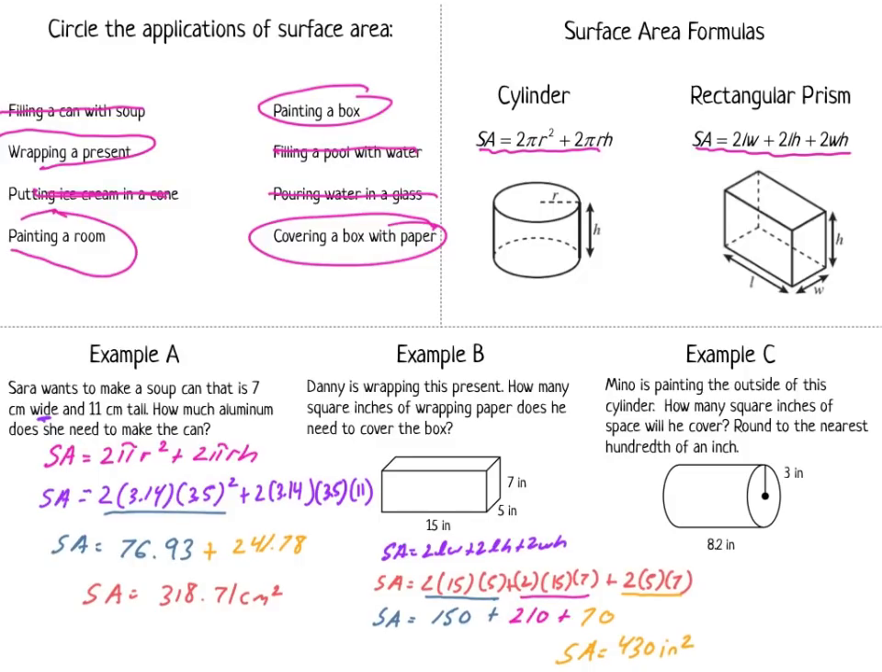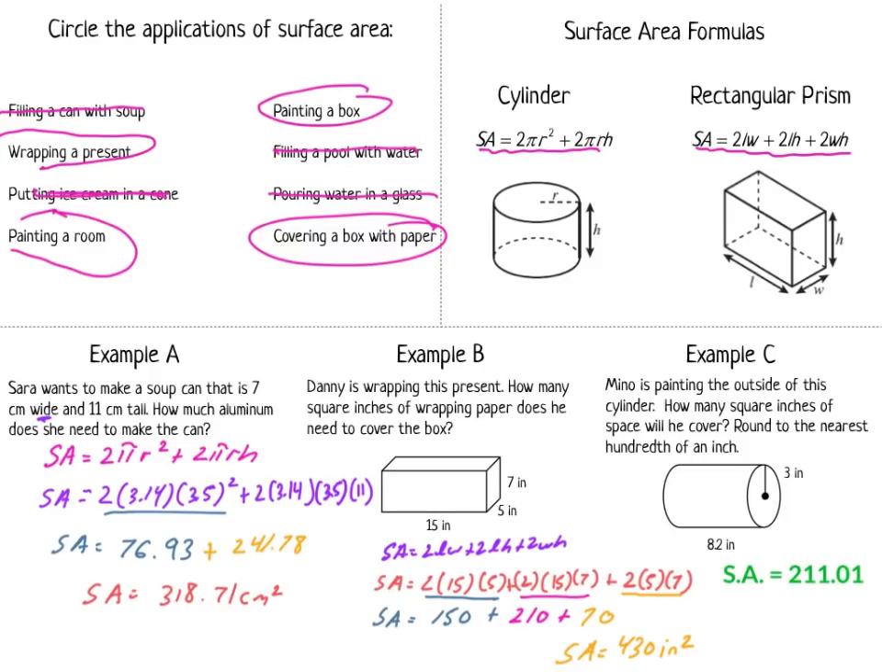Now looking at example C, it says Mino is painting the outside of the cylinder. How many square inches of space will he cover? Round to the nearest hundredth of an inch. I'm going to let you try this one on your own. So using the formula that we've given you up above, we had the radius, so you don't need to figure that out separately from a diameter. So I want you to use the formula, plug it in, do the best that you can, and then press play again to see if you are right.